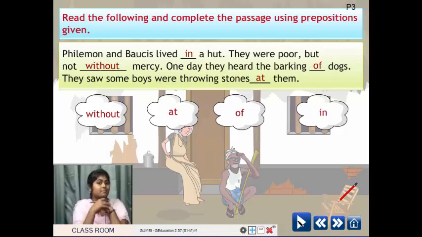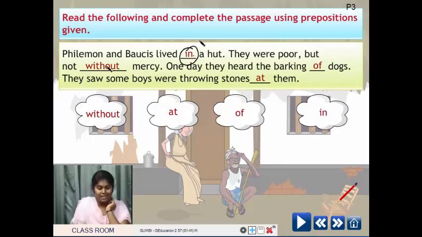Now shall we read the passage once again? Students, this is from your textbook. I'm sure you know. So we have taken only two or three lines from the textbook and we have used it here. Okay. So now listen to us carefully. Philemon and Baucis lived in a hut. They were poor but not without mercy. One day they heard the barking of dogs. They saw some boys were throwing stones at them. So here you can see the prepositions, all the red words. Yes. See, let's read only the red words now.